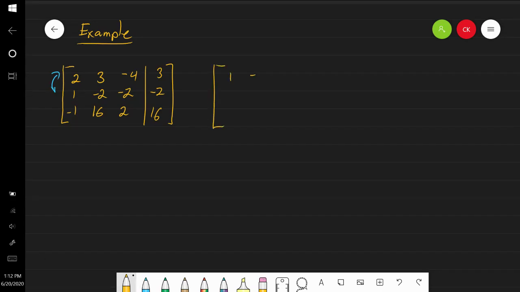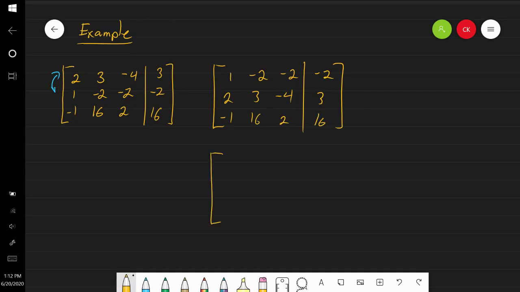So we'll have 1, minus 2, minus 2, minus 2 as our new top row. And we're going to have 2, 3, negative 4, 3 as our second row. And we'll rewrite the third row. And now we can start working on those row operations to eliminate the elements that are in that first column there and turn those into zeros.